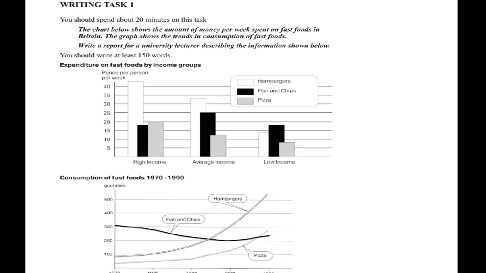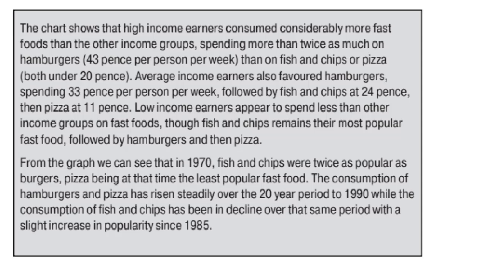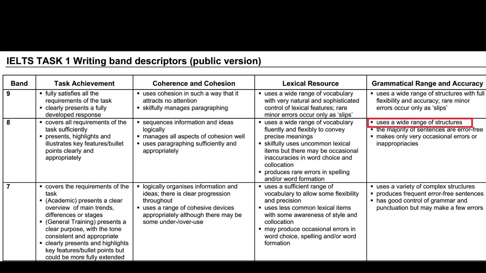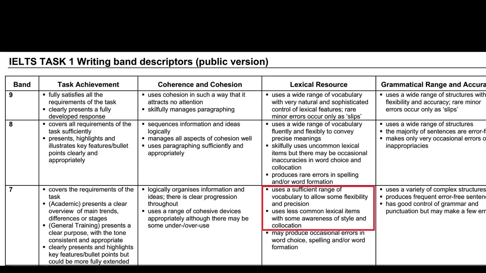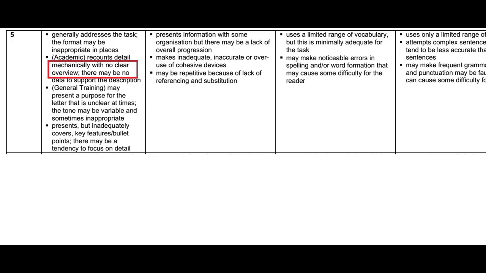Now here's an example of what not to do. Here's a task requiring the expenditure on fast foods by income group to be compared with the consumption of fast food. And here's a sample response. The writer has written 2 paragraphs, each analyzing a different chart. The writer uses a wide range of structures which are error-free and uses some less common vocabulary items with an awareness of style. Nonetheless, the writer did not include an overview and will thus be limited to a 5 for task achievement.